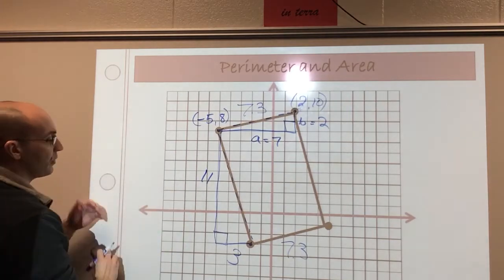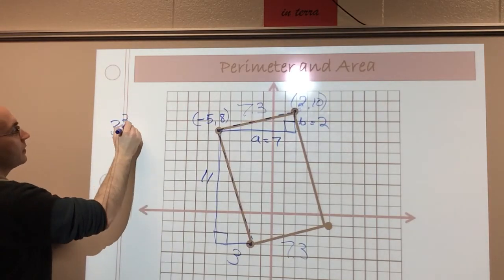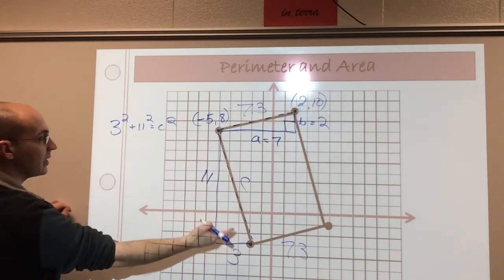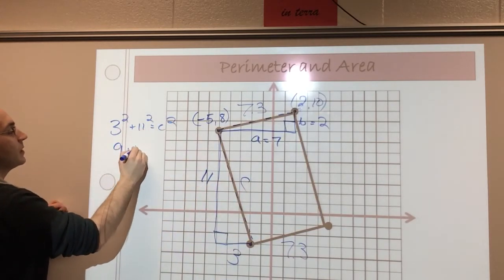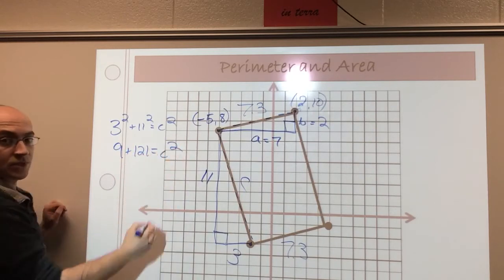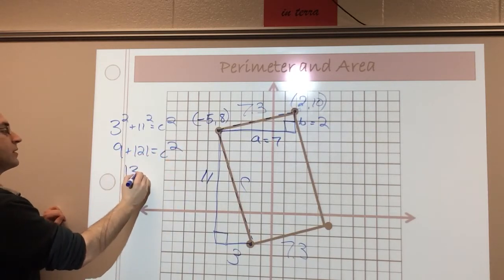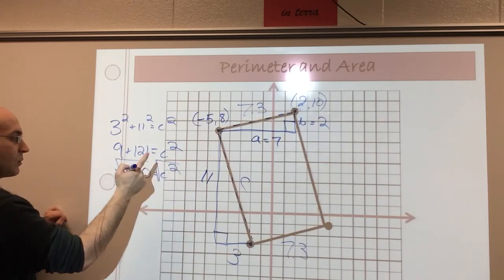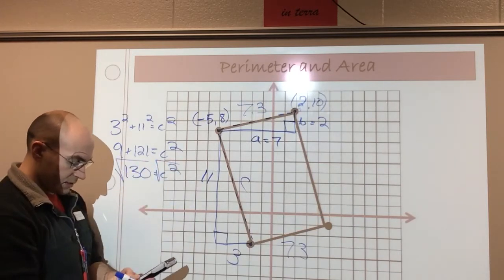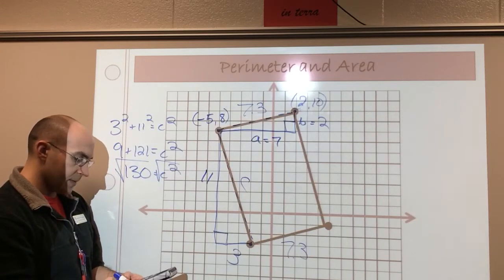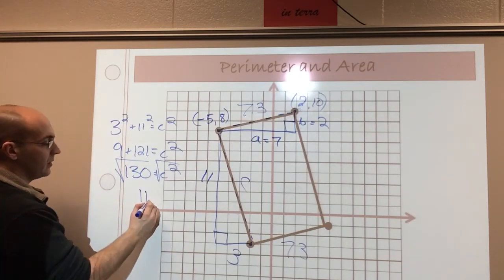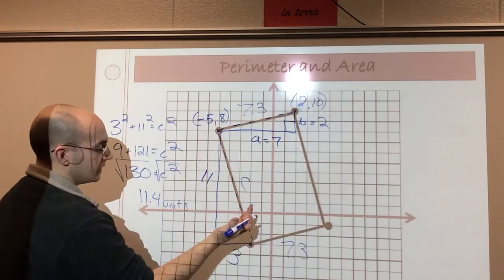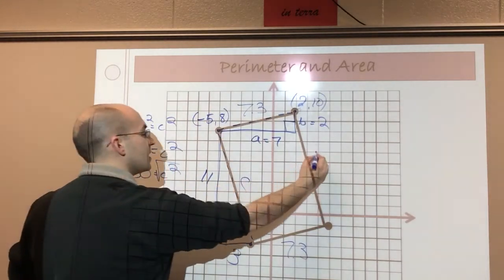I'm going to use the Pythagorean Theorem again. So 3 squared plus 11 squared equals C squared. And remember, this is my C value, the hypotenuse. So 9 plus 121 equals C squared. And 130 equals C squared. Take the square root of both sides to get rid of the square. And rounding to the nearest tenth again to make your life a little bit easier, I'm going to get 11.4. So 11.4 units represents the length, or the height, if you will, of both sides here.